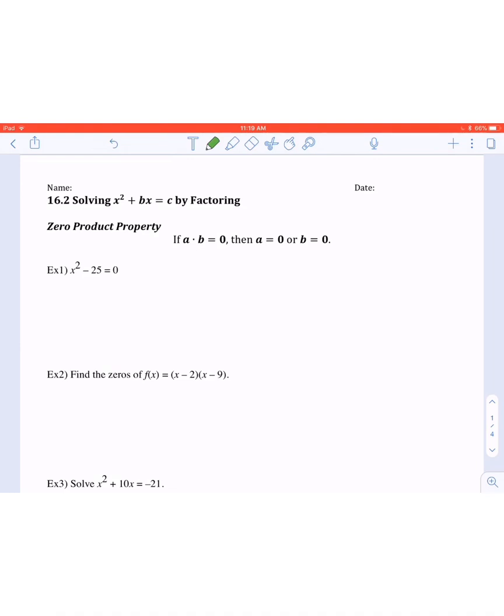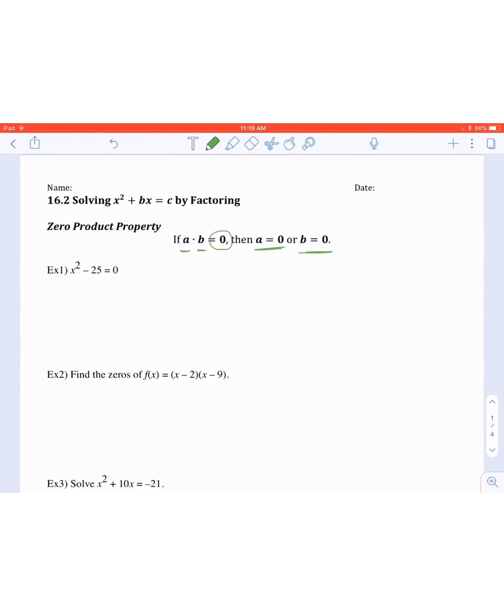So here, the first thing that we're going to talk about is called zero product property. As the name itself says, what it means is anytime that you're multiplying two values and the product comes out to be 0, it means either A has to be 0 or B is equal to 0 or both. So given that, let us take a look at example 1.